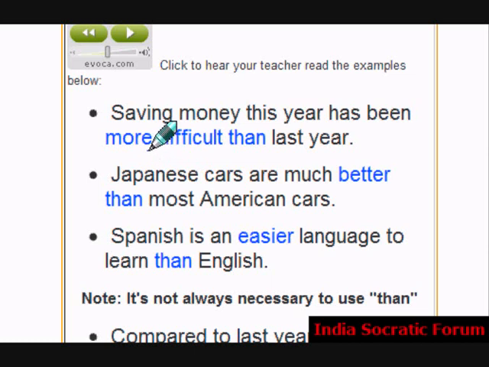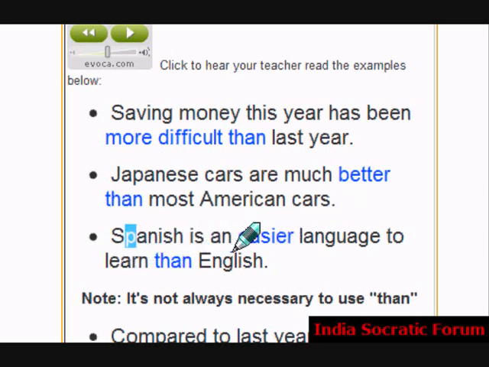So if it has more than one syllable, we have to use more. If not, we'll be using ER to compare. We will see that later. Japanese cars are much better than American cars.